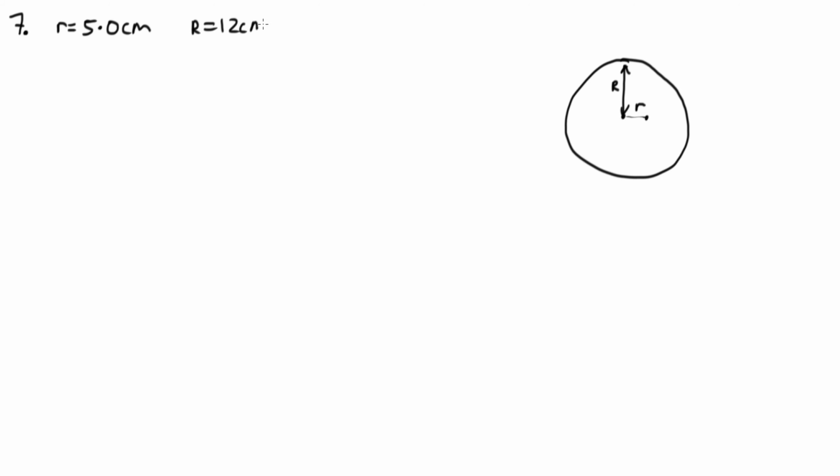Okay, so this is problem 7. In this one, we've got a cylinder here. Now, it's got a little radius here, which we'll need, given by r, and r is equal to 5 centimeters, and then it's got a bigger radius here, which is capital R, and that R is equal to 12 centimeters.